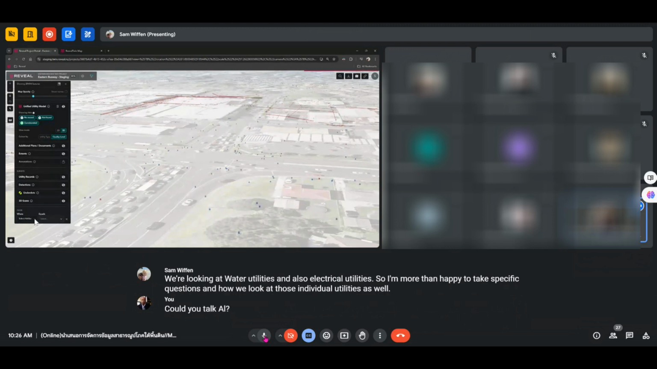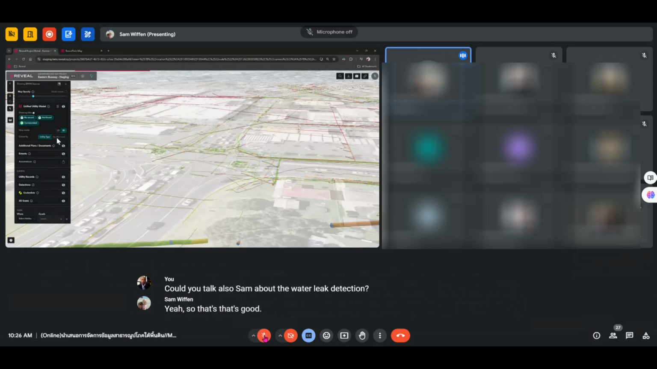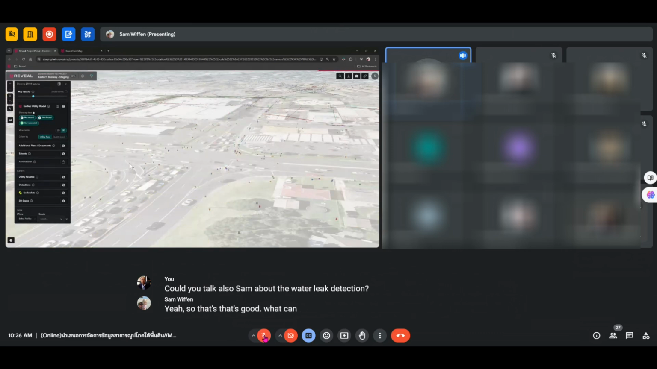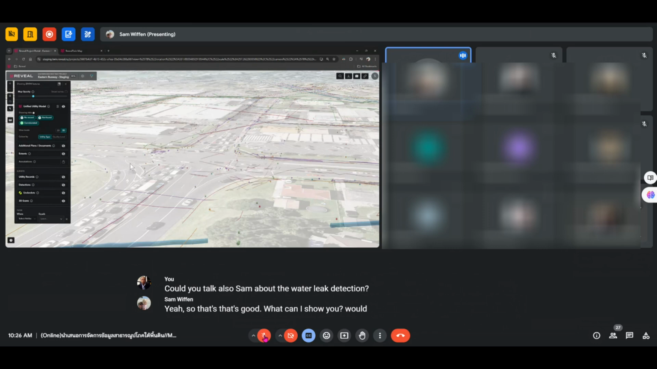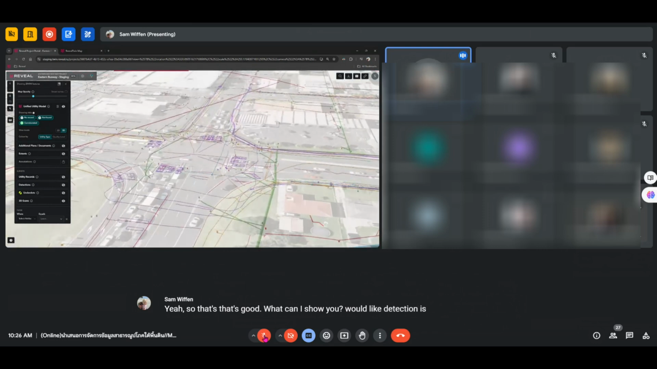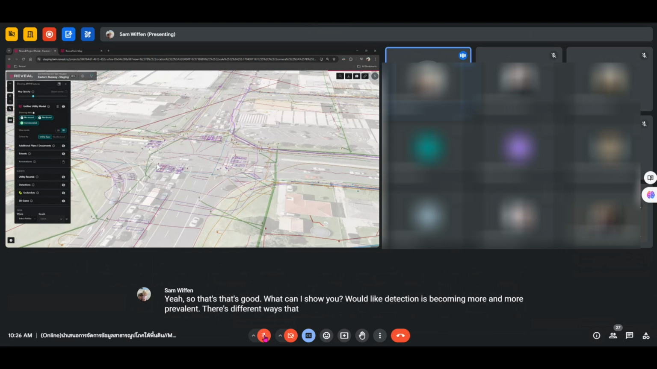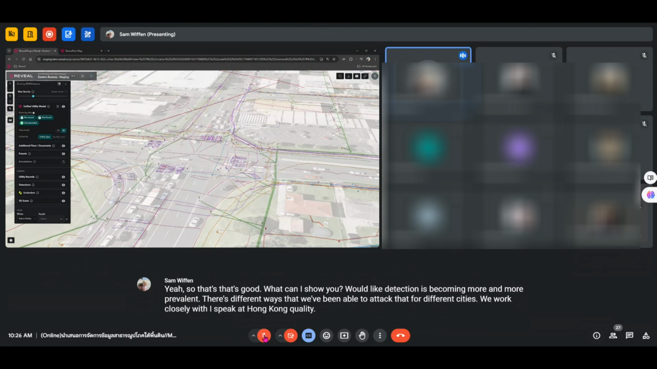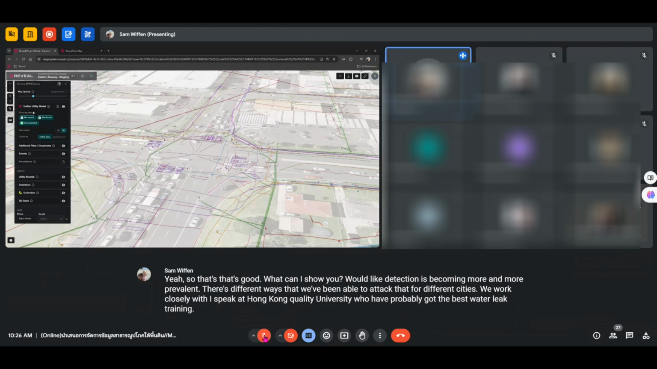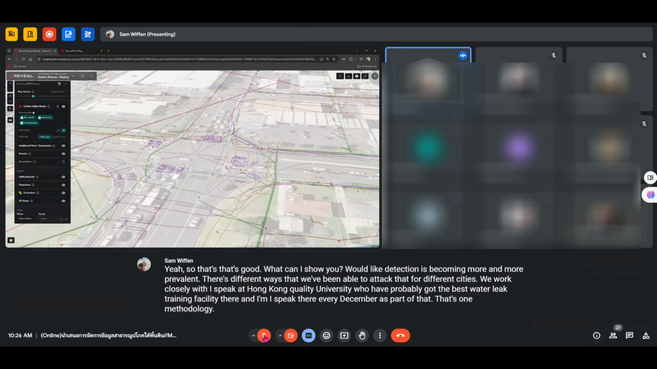Could you talk also, Sam, about the water leak detection? Yeah, so that's good. Water leak detection is becoming more and more prevalent. There's different ways that we've been able to attack that for different cities. We work closely with Hong Kong Poly University, who have probably got the best water leak training facility there, and I speak there every December. Acoustics is a main methodology for how we look at detecting underground water leaks.